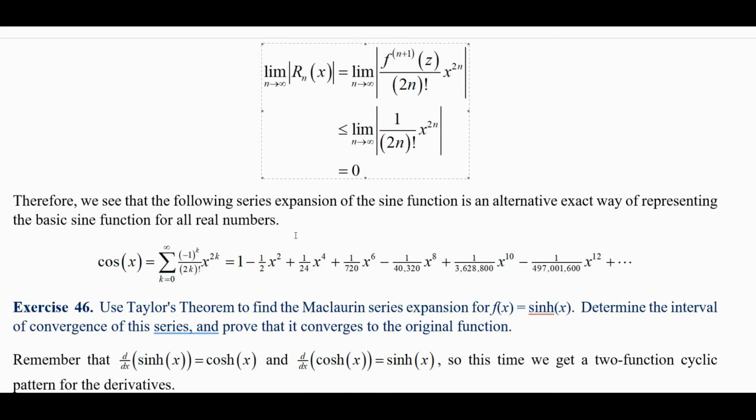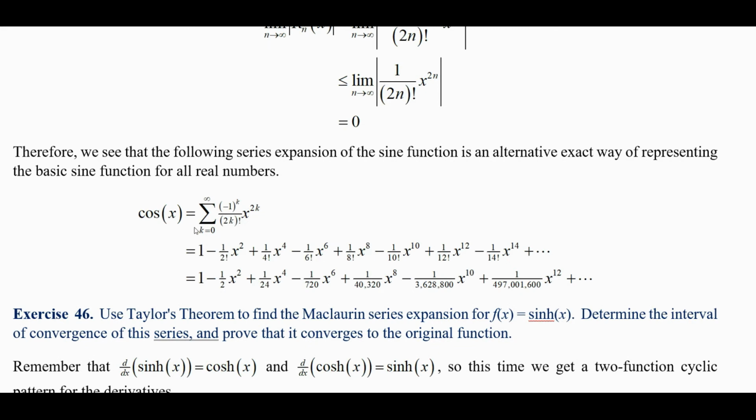So we see that the following series expansion is what we have, and I bet I have my sign problem down here too. Yep. There it is, fixed. So cosine of x is this sum from k equals 0 to infinity of -1 to the k over 2k factorial times x to the 2k, which is written out this way here. And there are some of the terms worked out.